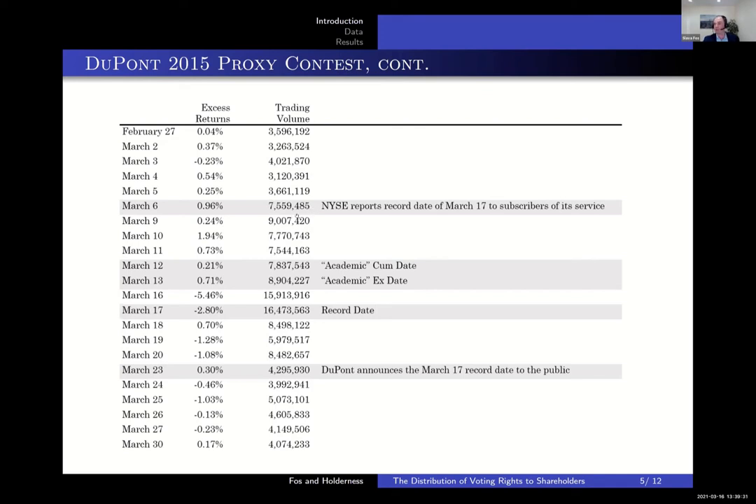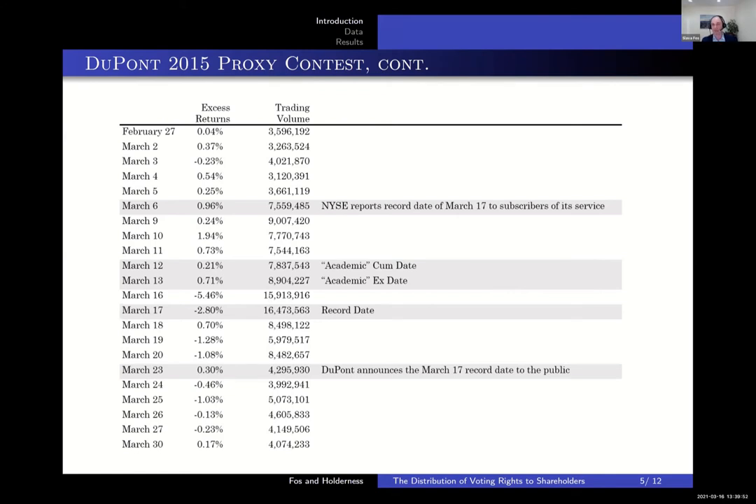Trading volume more than doubled. It means that these investors who receive these notifications respond to that. They view that information as valuable. Now, when the public became notified about this event, it happened only on March 23rd. This is when you can first see in the proxy statement what the record date was.